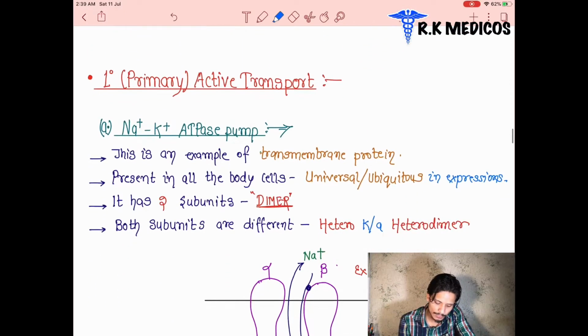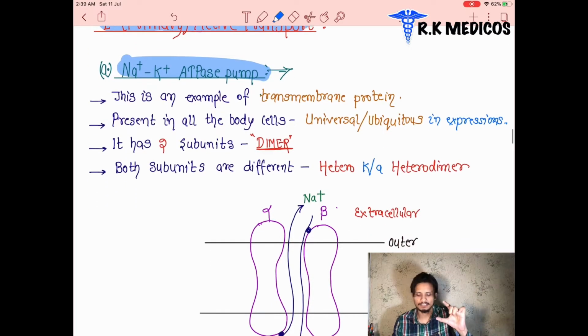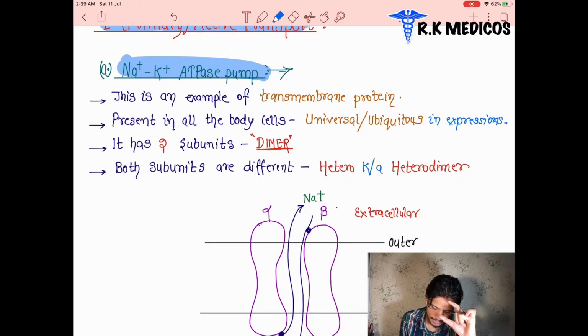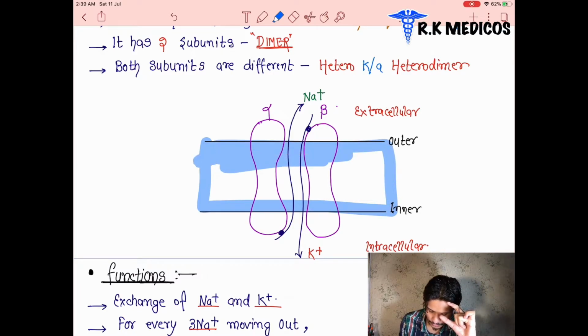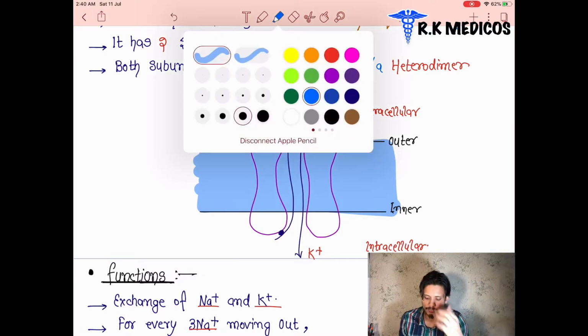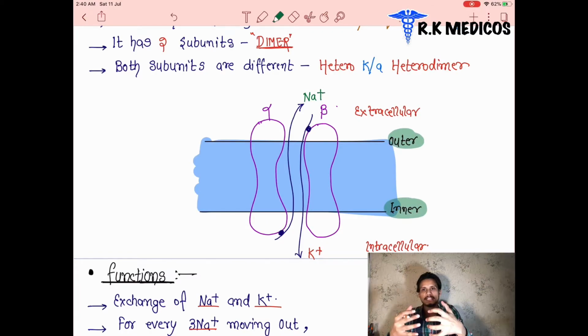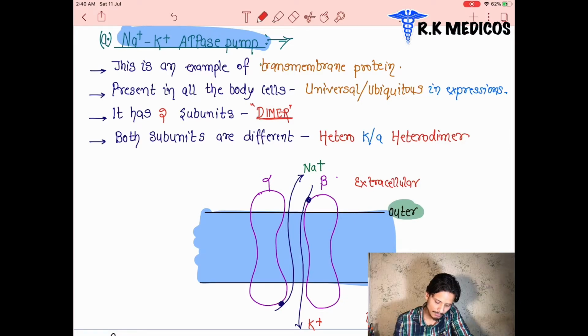In the primary active transport, the first one is the sodium potassium ATPase pump, which is present in the membrane of any cell. Suppose this is the membrane, this is the outer part of the membrane and this is the inner part, so we can see from the outside and from the inside. Suppose this is the transmembrane protein, TMP. These are present everywhere in our body.